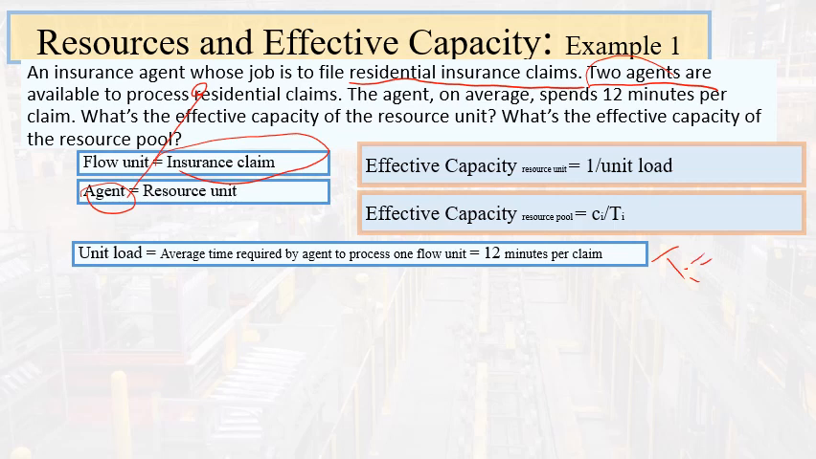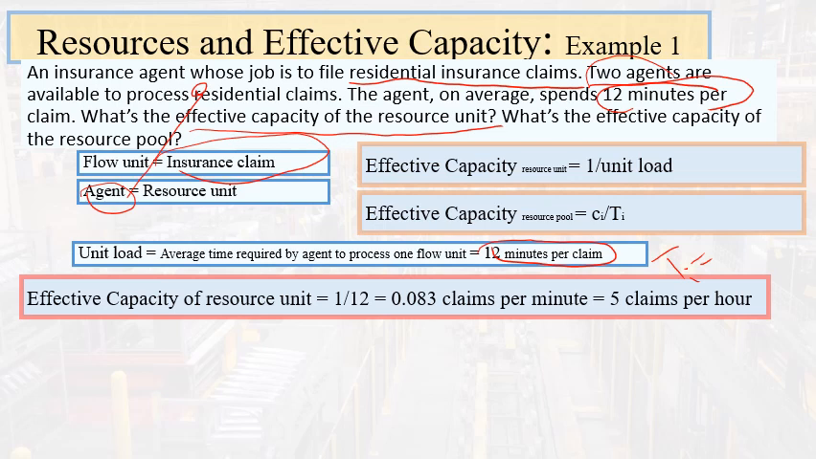Actually, it's given to us as 12 minutes per claim. And the question asks us for the effective capacity of a resource unit. So be careful. Here they're asking us for a resource unit, not for the whole resource pool. So for each agent, it's the effective capacity of each agent, which is going to be one over TI. So it's going to be this equation right here. So 1 over 12, which is going to give us 5 claims per hour.